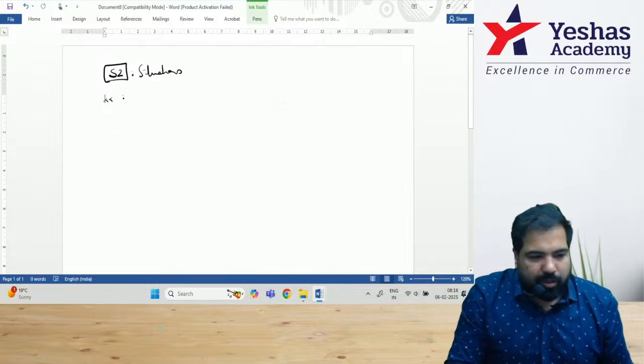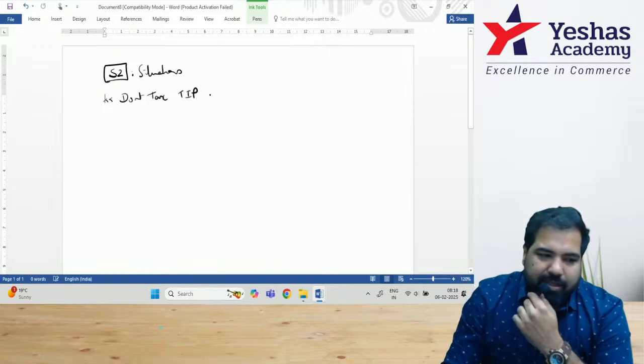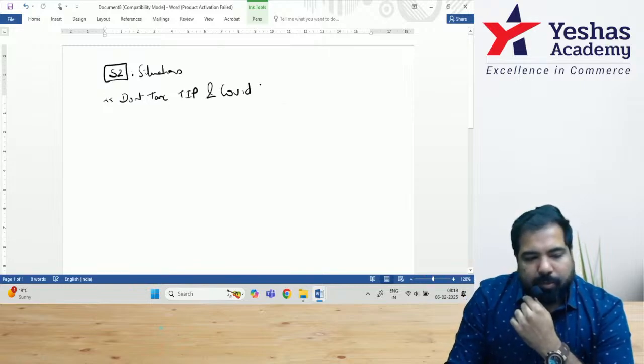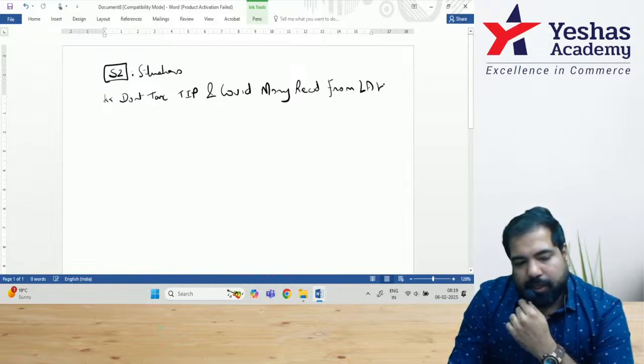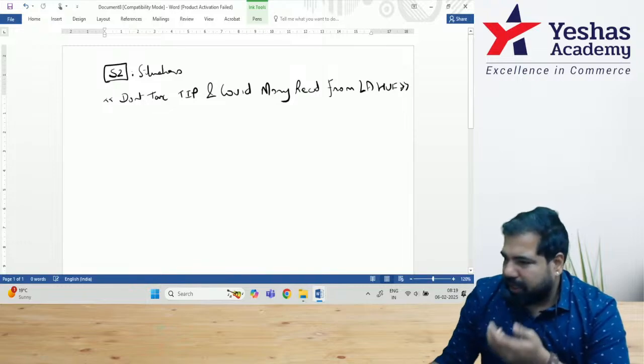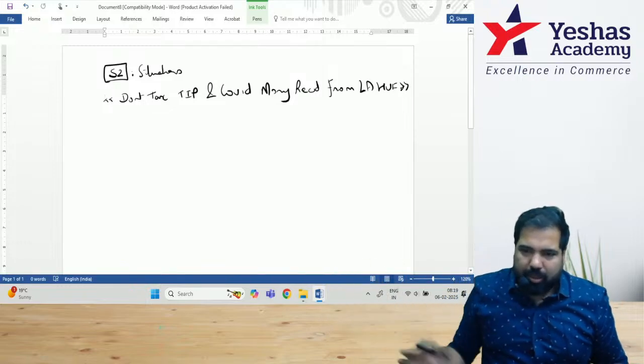Everyone, but there's a shortcut here, guys. The shortcut is don't tax tip. Guys, can we repeat? Don't tax tip and COVID money. And COVID money received from LAHU. This is the same thing that we saw in CA Inter because the section is not changed for final and inter. Same section, same applicability.